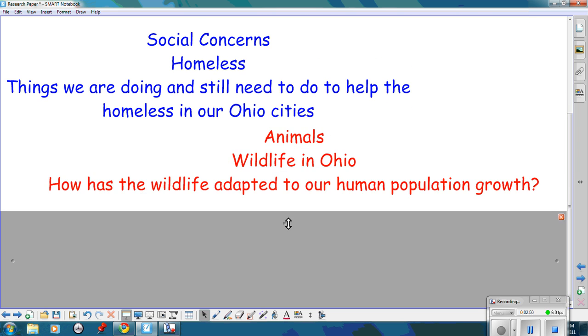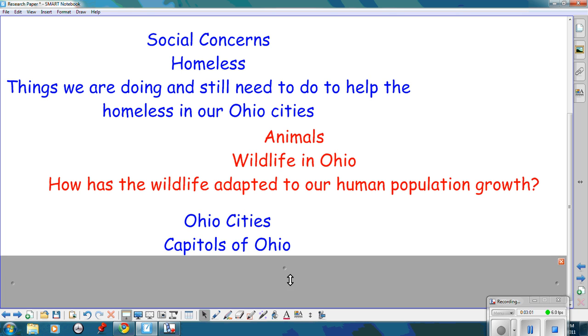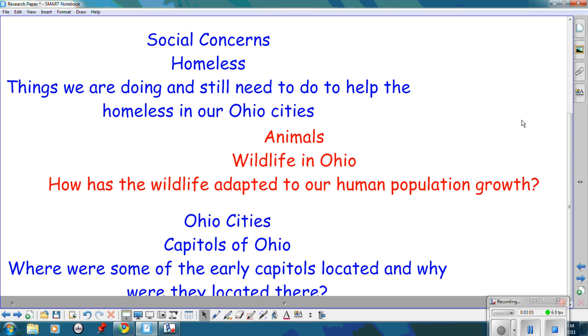Some additional ideas: animals, wildlife in Ohio, and then one question I thought of was, how has the wildlife adapted to our human population growth? Again, these are all examples. You can pause and rewind at any time. Another possible thing to write about are Ohio cities, and then I said the capitals of Ohio, because actually Columbus was not the first capital. So where were some of those early capitals located, and why were they located there? So those are just examples of possible topics.